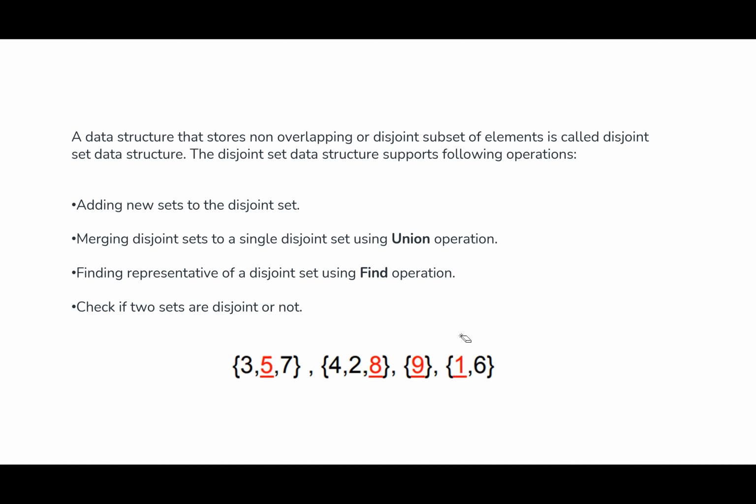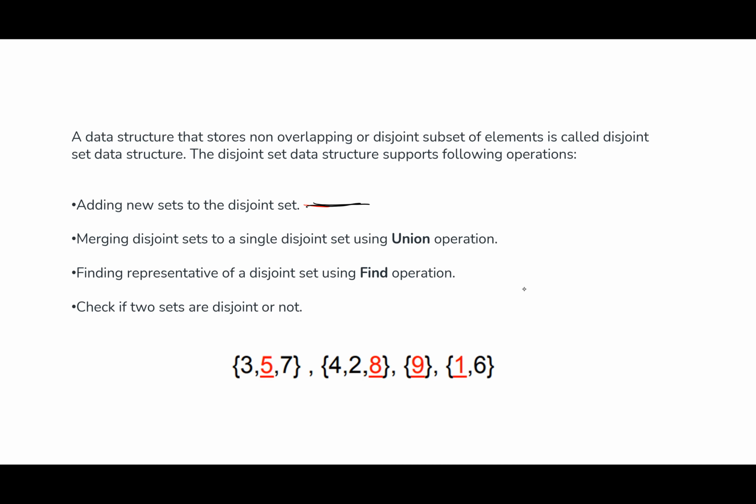Now, the disjoint set data structure supports the following operations. The first one is adding new sets to the disjoint set. Suppose we have four disjoint sets, and then we can add another disjoint set, say 0. Okay, so this is operation 1. And then let's go to the next operation.